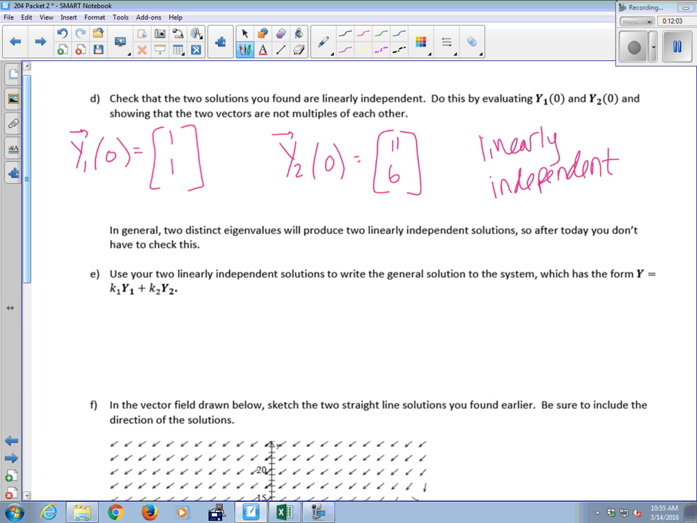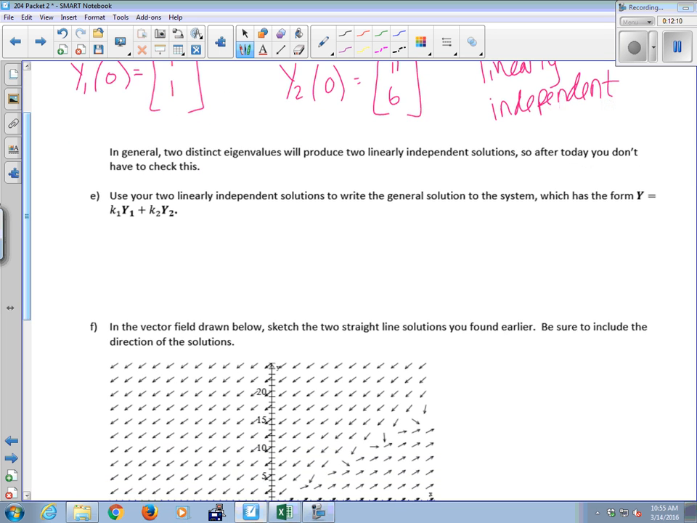So now that I know I have two linearly independent solutions, I can write the general solution, which is just k1 y1 plus k2 y2. So y of t, which just means x of t, y of t. And you don't have to write this both ways every time. I'm just trying to really reinforce it so that you won't forget what that means.